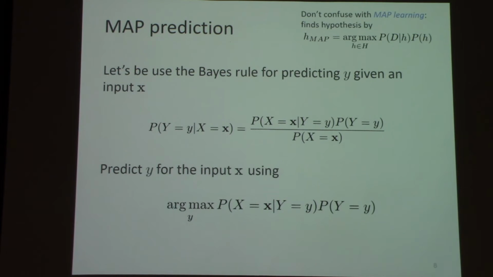Very often people confuse this with MAP learning. MAP learning is where you are doing argmax over the entire hypothesis space and trying to find a classifier that is most probable given a data set. In MAP prediction, you assume that you have the classifier and you try to find the label that has the highest probability. And this can only work if your classifier knows how to predict probabilities. Right? Basically, these two terms here together define your classifier.